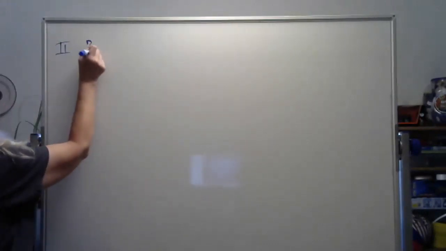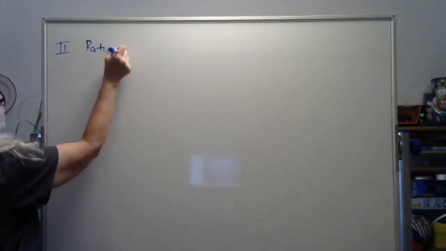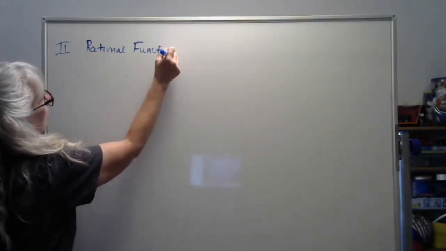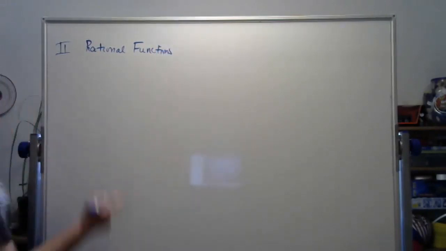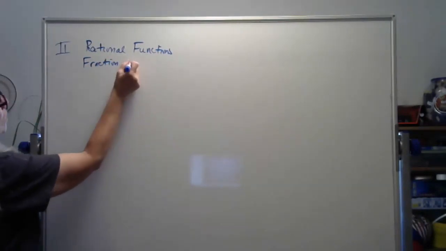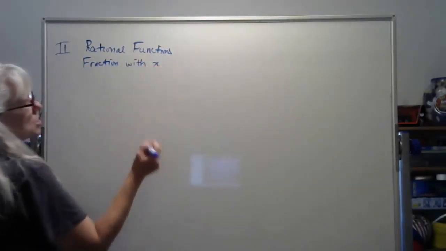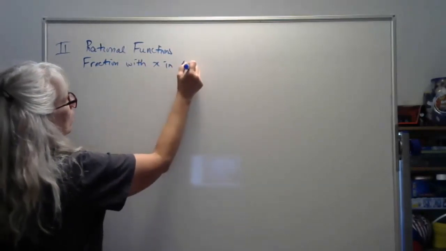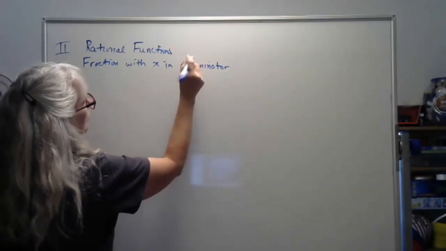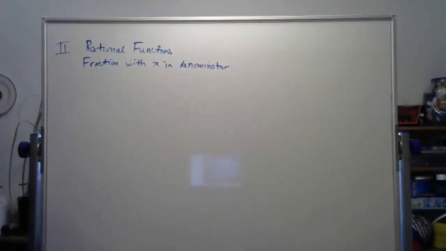Okay, the second type are rational functions. That's kind of like a new word for us, rational functions. What that really means is that it's a fraction with x in the denominator. So as far as we're concerned, the word rational simply means it's a fraction, and inside that fraction we see x on the bottom or in the denominator.